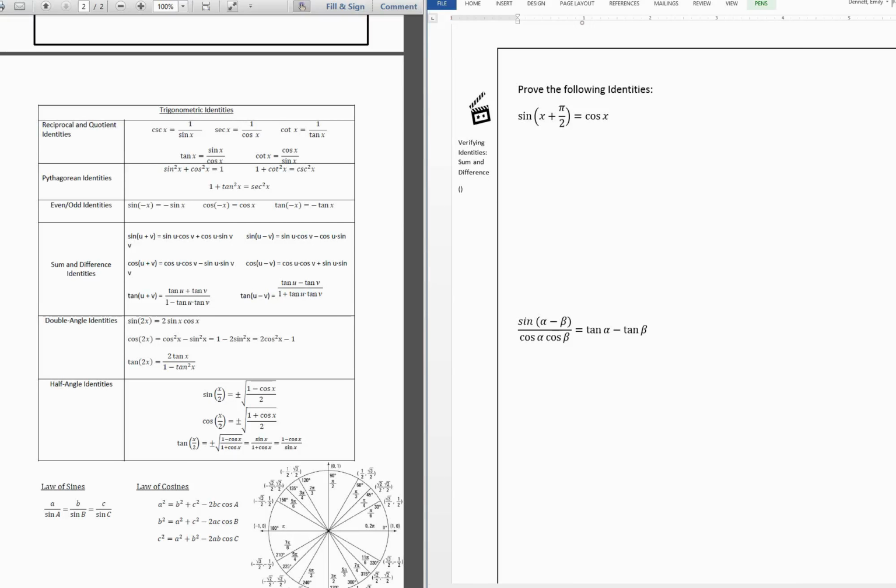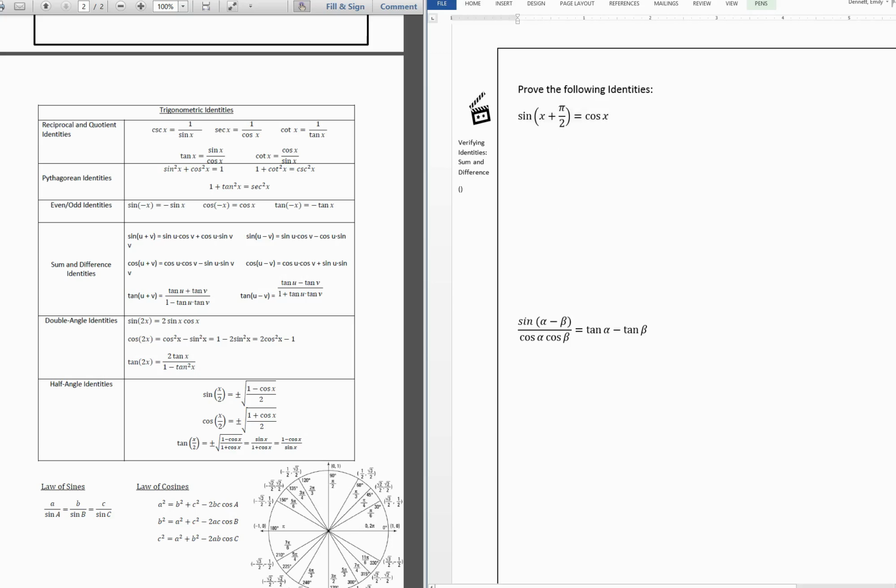Now we want to use what we've learned about the sum and difference identities to prove some identities. So we want to prove first that sine of x plus pi over 2 is equal to cosine of x. What this really means is if you add pi over 2 or 90 degrees to any angle, the sine of that angle is equal to cosine. And this is actually our cofunction identity.